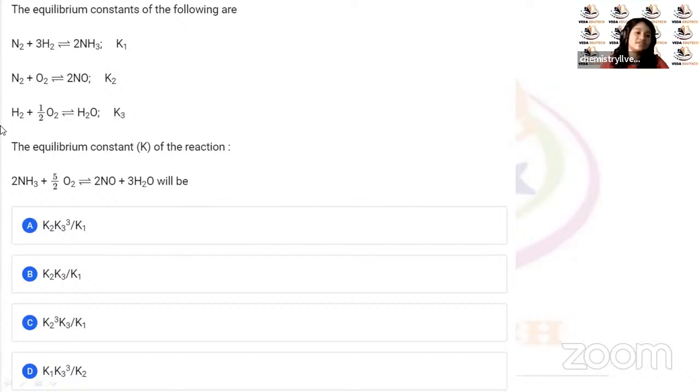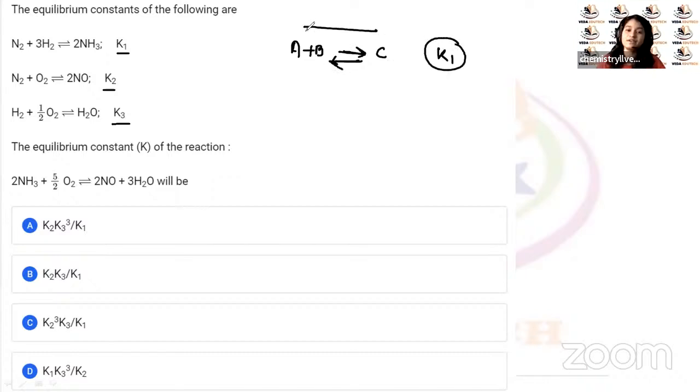Okay, children, let's see what's given in the question. The equilibrium constants for the following reactions are given, that is, K1, K2, and K3, and you have to find the equilibrium constant for the given reaction. As we are discussing a new type of question here, we'll see the concepts related to it. Suppose A plus B gives rise to C is in equilibrium, and the equilibrium constant for the forward reaction is K1.